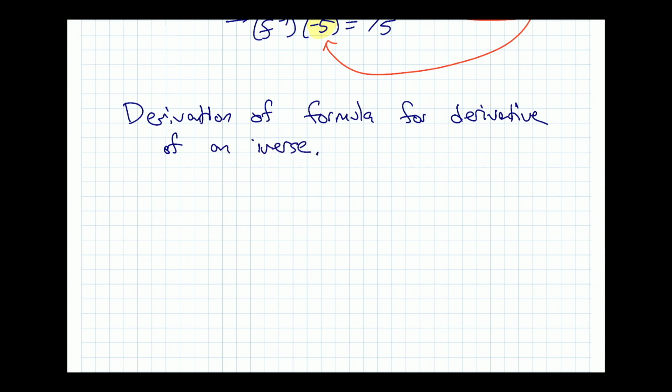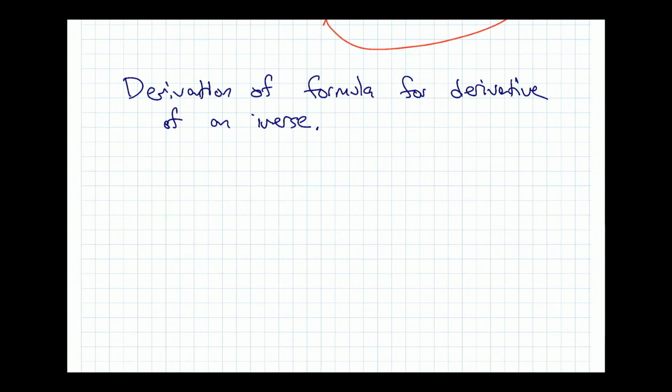A lot of you guys like formulas better than just understanding stuff, so we'll do it. Derivation. Let's start out with this. Let's say we have y equals f inverse of x, okay? And we want the derivative, f inverse prime. Now here's the problem. I can't take the derivative of both sides to get the derivative of f inverse because I don't know what that is. I'm trying to figure that out.